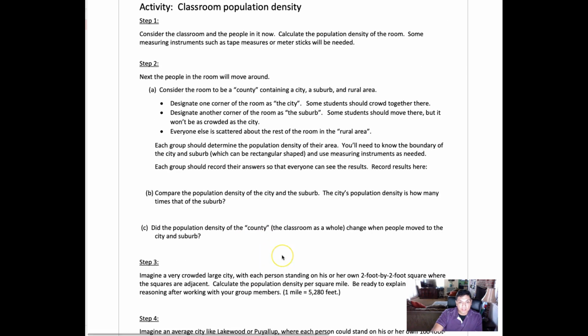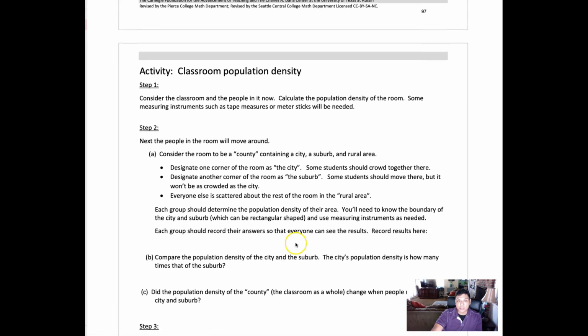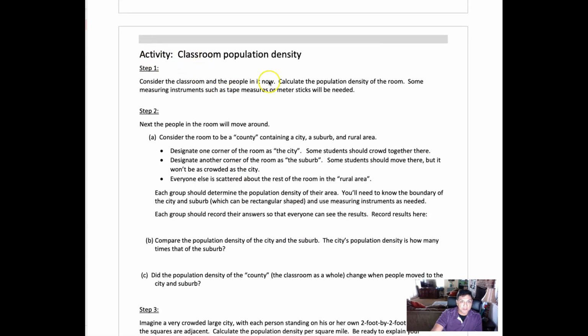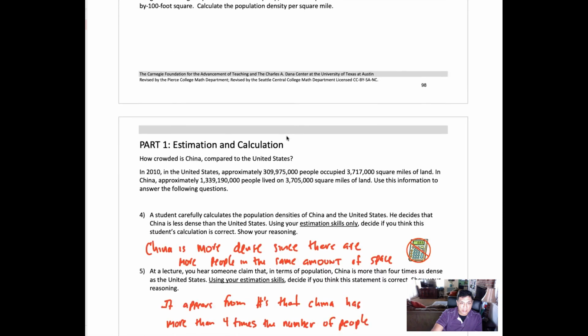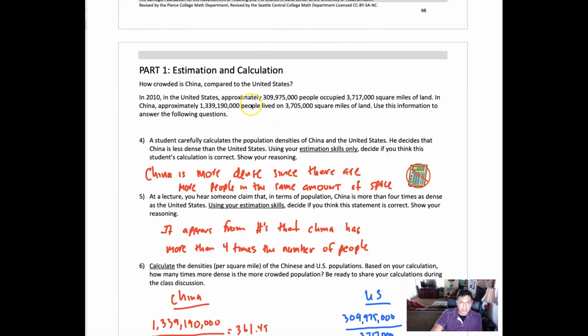This is the next part of lesson 2.7. We'll start looking at proportions now. So we can't do this activity, this classroom activity from the lesson book. So we're going to go ahead and look at part 1, estimation and calculation.